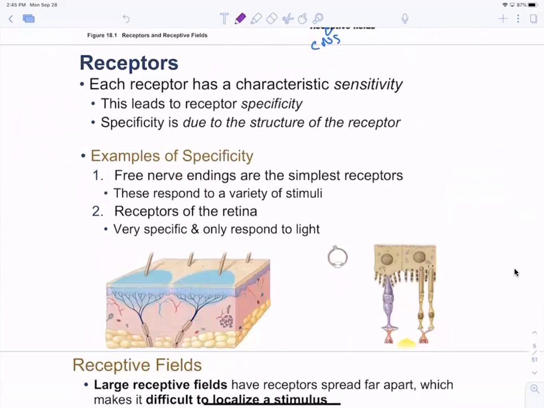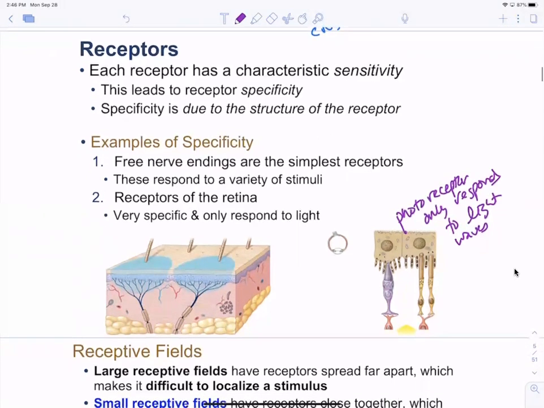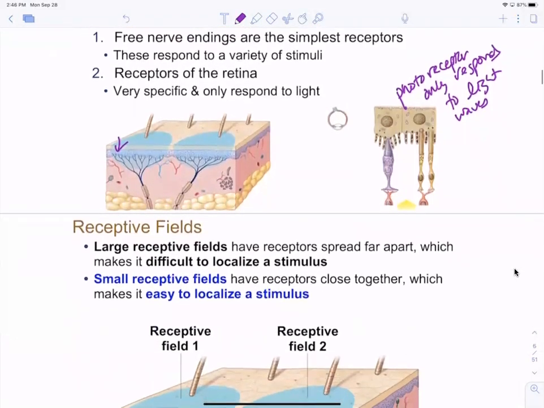So specificity, again, is due to the structure of the receptor and how it can generate action potentials, and stimulating that receptor is going to be dependent on how that receptor is built and what it responds to. So this is showing you a photoreceptor, which only responds to light waves, and specifically light waves in the red, green, and blue spectrum. Very specific. Free nerve endings, on the other hand, you just have to have any kind of touch on those free nerve endings, and they will generate an action potential. So they're not very specific, like light waves.